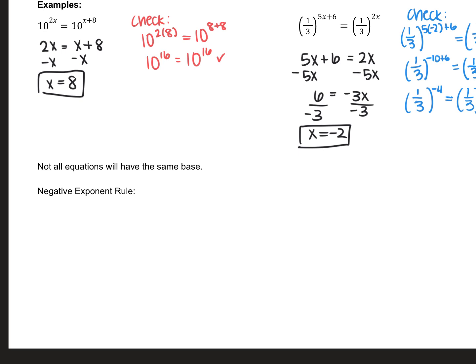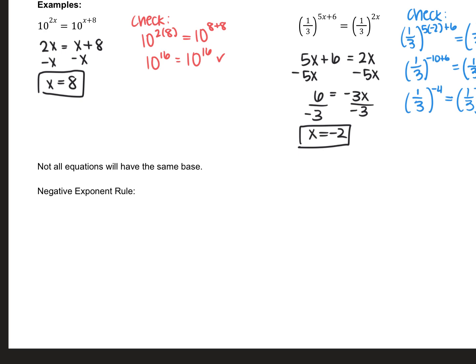So what happens if, like in our previous two examples, one number is a fractional base and the other one is a whole number base? What if I had (1/3) to the x equals 9? How do I figure out how that works? Because I can't have a fraction and a whole number base. That's where the negative exponent rule comes in.